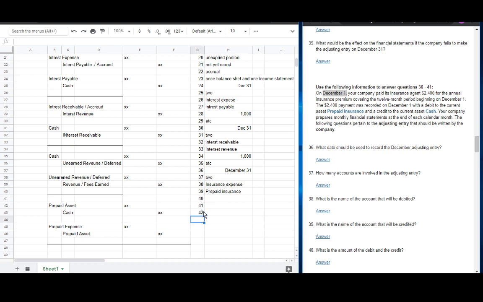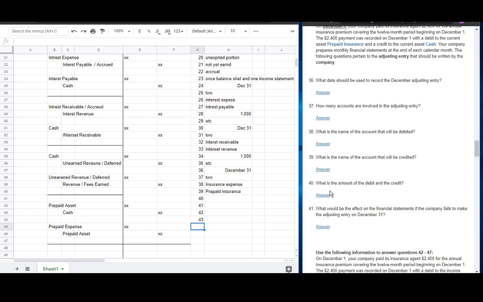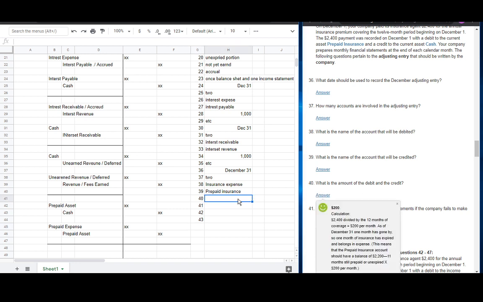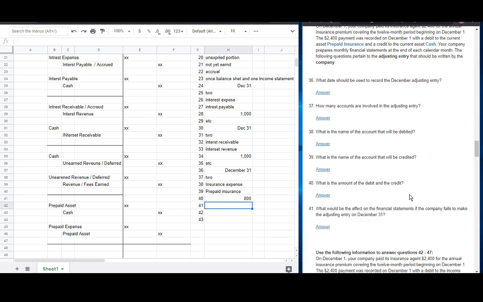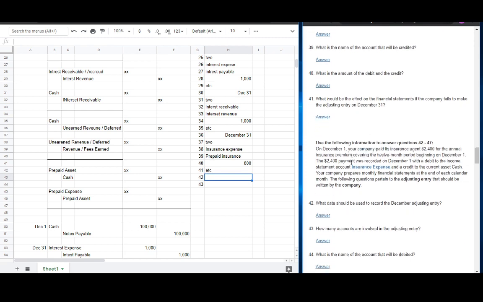And let's proceed. Now in number 40, okay, 800. And what would be the effect on the financial statements if the company fails to make the adjusting entry? So if we fail to recognize the expense, we are overstating the net income. And 42, let's continue.